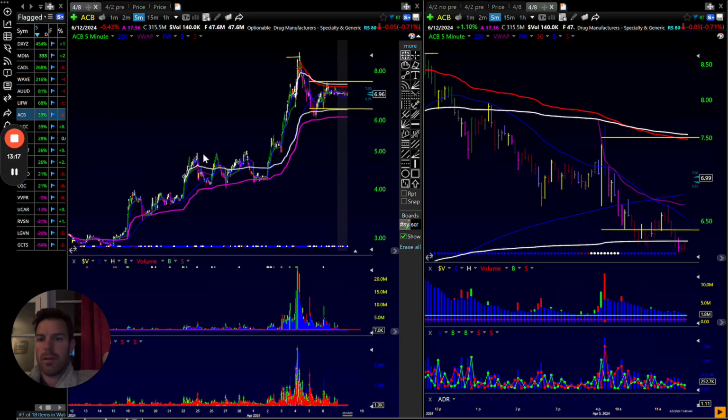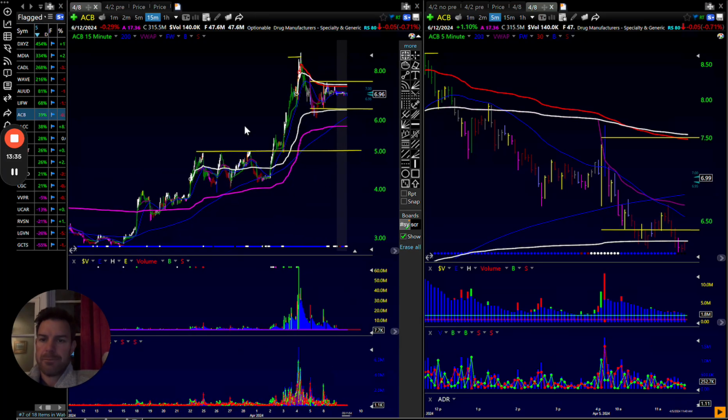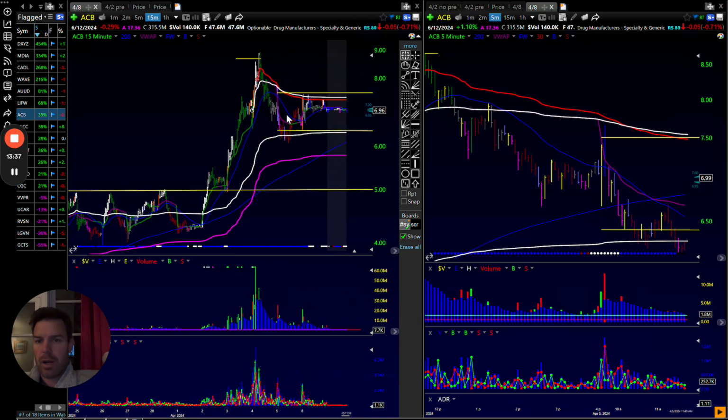Right. So then it comes back and tests that. But just with how tight that got, I think that's just like a 5-star setup. I don't know that they get much better than that. And then it's just a matter of like, how can you stay in the trade?